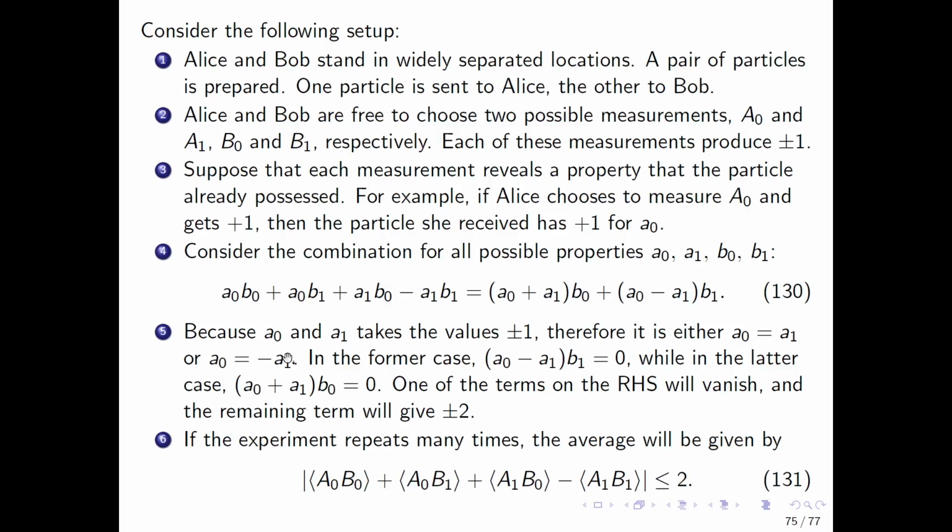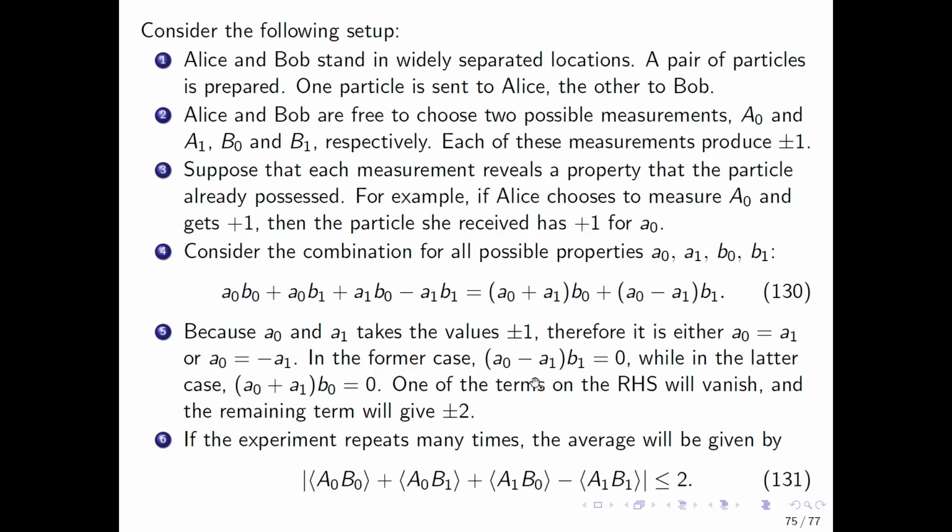So then, if both of them are the same, regardless of whether they are +1 or -1, then this term will disappear. And then here you will get 2 plus or minus 2. And then B0 is just either +1 or -1, right? And now you consider A0 equals minus A1. Then this disappears and this is plus or minus 2, and then this is plus or minus 1. So regardless of what circumstances you have, you find that one of these terms on the right hand side will disappear, and the other term will give you either +2 or -2.